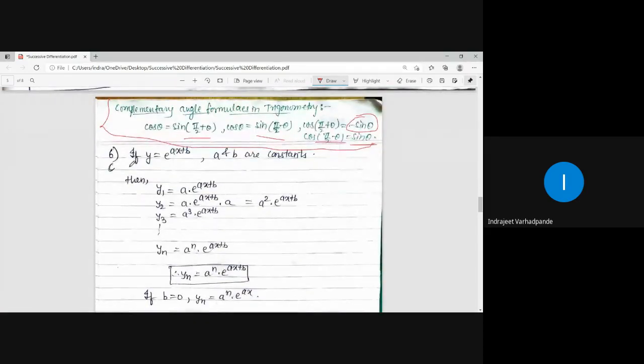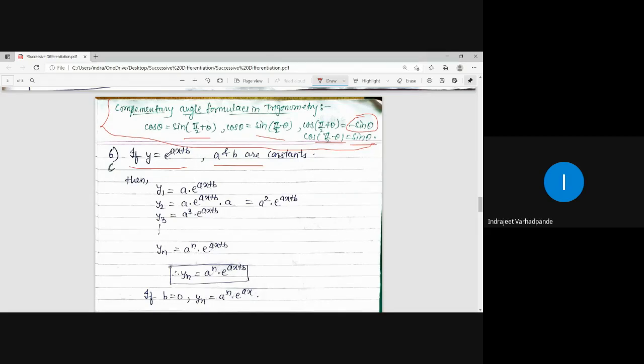So y is equal to e to the power ax plus b. A and b are constants. One example I have done for logarithm. Now this is the example which will be related to exponential. So what does it show? Derivative of e to the power x is e to the power x continuously. Only the constants will change over there.